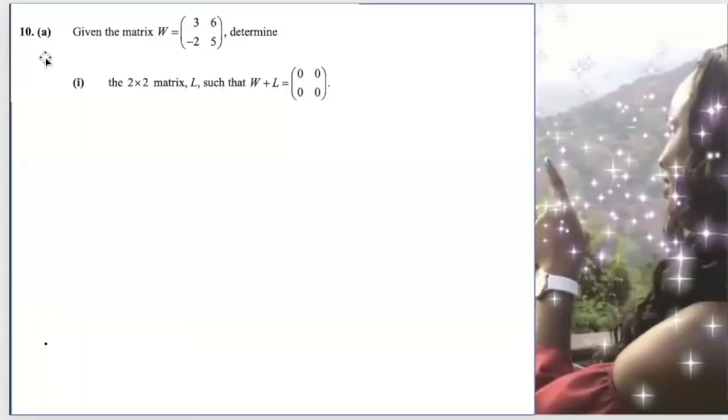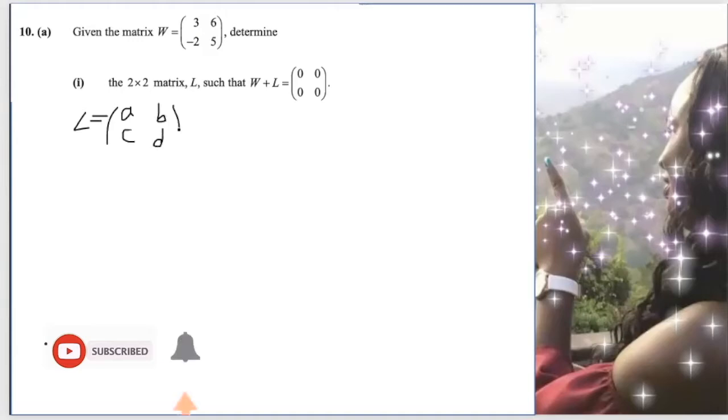For this question, we're given the matrix W, which is a 2 by 2 matrix. We need to determine the 2 by 2 matrix L such that W plus L is equal to 0, 0, 0, 0. Now, what we're going to do is create a matrix L with unknowns. So let L be equal to the unknown that we need to find. So I am going to develop a 2 by 2 matrix.